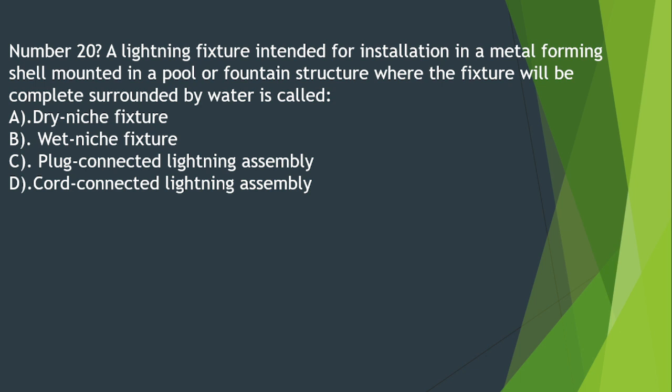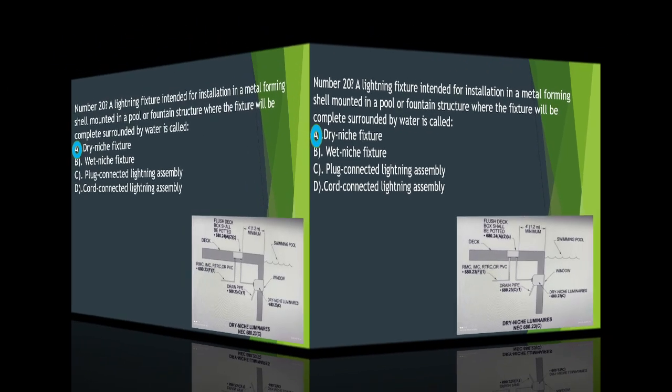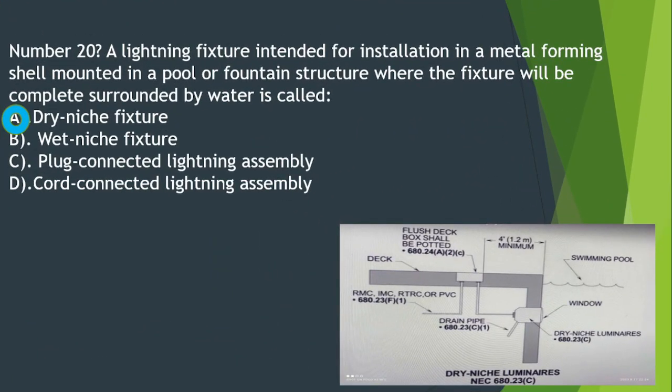Number 20. A lighting fixture intended for installation in a metal forming shell mounted in a pool or fountain structure where the fixture will be completely surrounded by water is called A. Dry niche fixture, B. Wet niche fixture, C. Plug connected lighting assembly, D. Cord connected lighting assembly. The answer is A. Dry niche fixture.